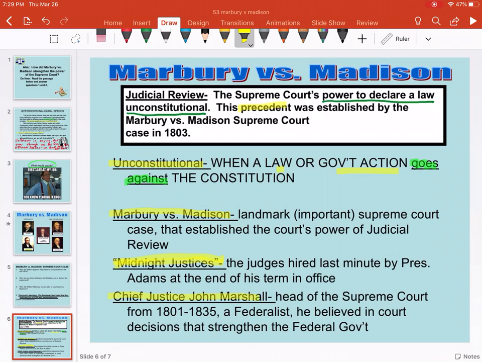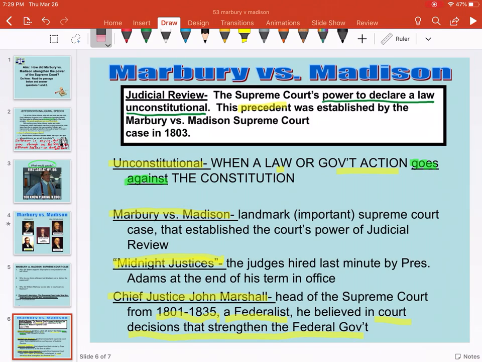And then last but not least, Chief Justice John Marshall. He is one of the most famous Supreme Court judges of all time. He was in that position for 34 years. He was a Federalist. As you can see in the definition, most of the Supreme Court cases that he helped decide on strengthen the federal government. If he is a Federalist, he wants to give more power to the federal government. And so his Supreme Court case decisions did exactly that.